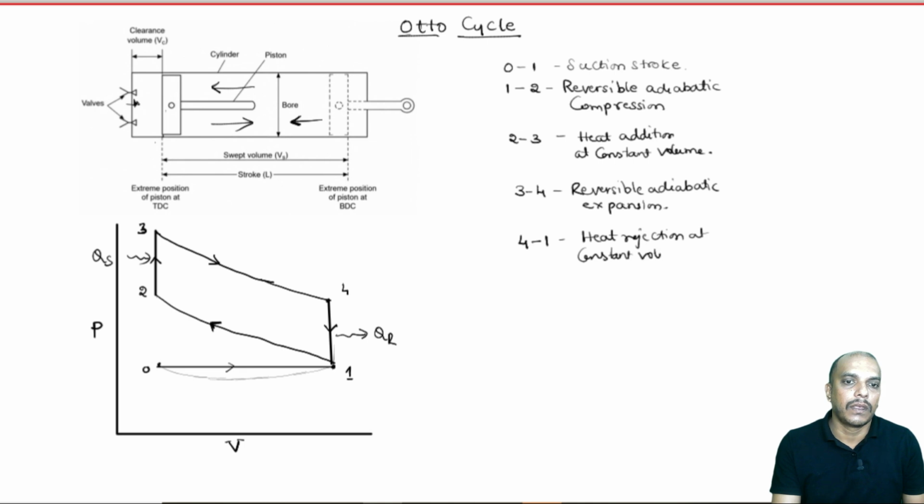Remember, we still have not completed the cycle yet. The moment the exhaust valve is open, most of the combustion products rush out because of the pressure difference, the higher pressure inside the cylinder and atmospheric pressure outside. Most of the combustion products rush out, and we are idealizing it as constant volume heat rejection. So, this is our PV^gamma equal to constant, this is also PV^gamma equal to constant, and this is volume constant.